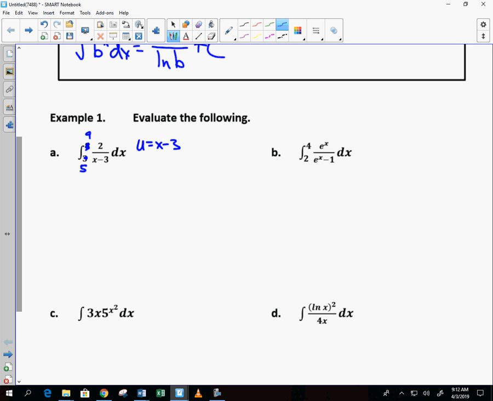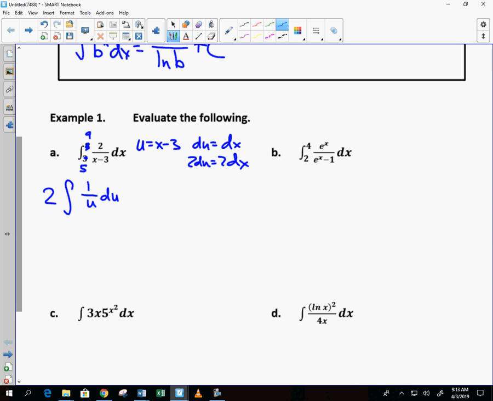So what is du? Just 1, right? The derivative of x minus 3 is 1, so I just have dx. I don't have a dx, I have 2 dx. Yep. So 2 du is equal to 2 dx. So I have 2 times the integral of 1 over u du. We'll deal with the bounds in a little bit.